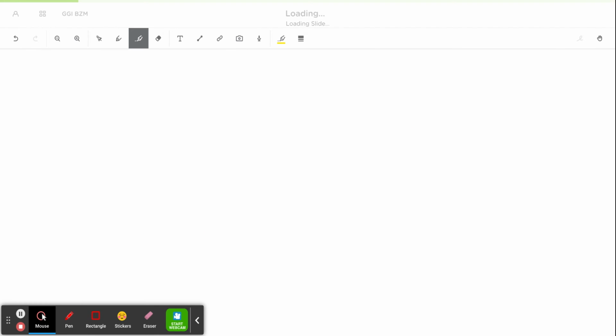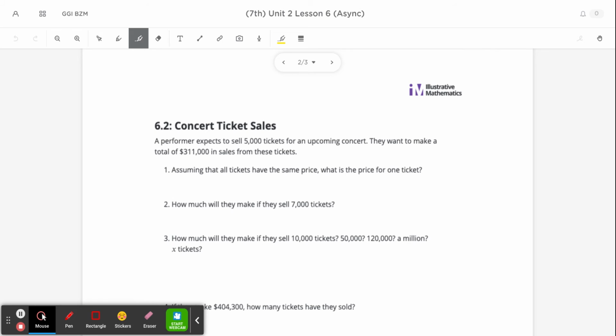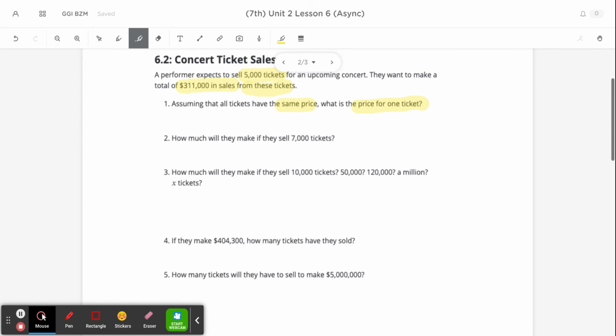Okay, so the other major part of today's class was we focused on Lesson 6, Activity 2. Lesson 6.2 says concert ticket sales. A performer expects to sell 5,000 tickets for an upcoming concert. They want to make a total of $311,000 in sales from these tickets. Assuming that all the tickets have the same price, what is the price for one ticket?